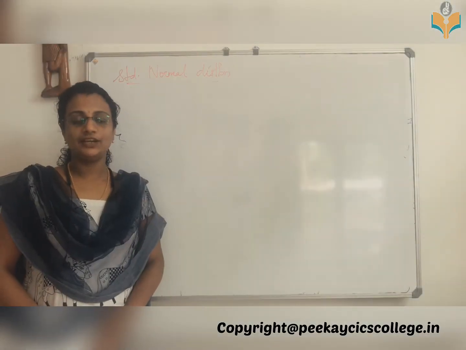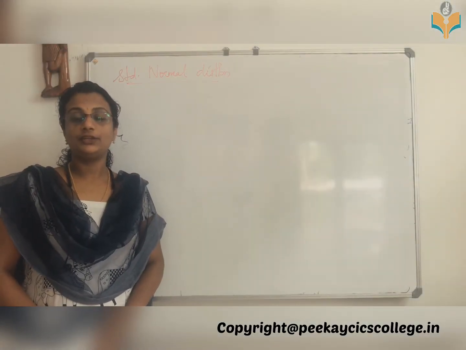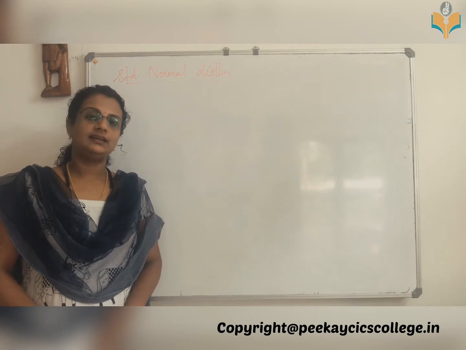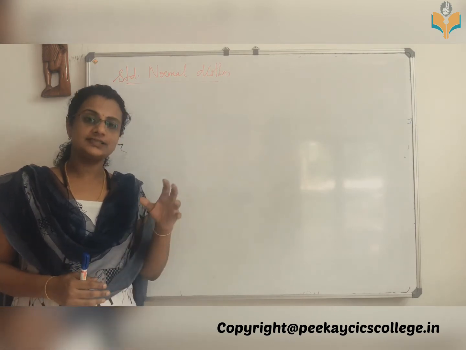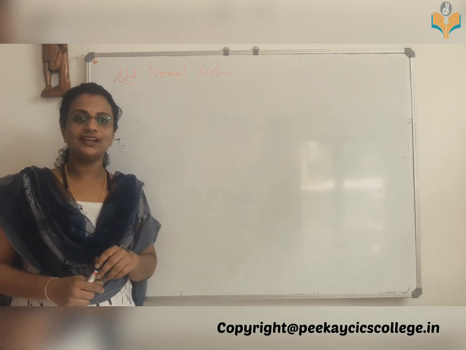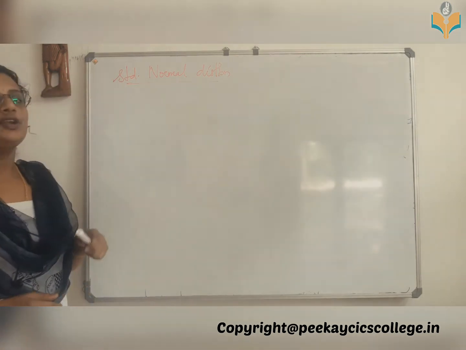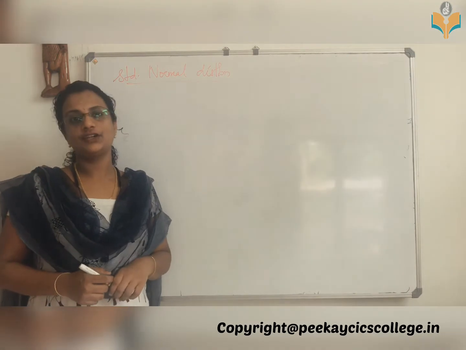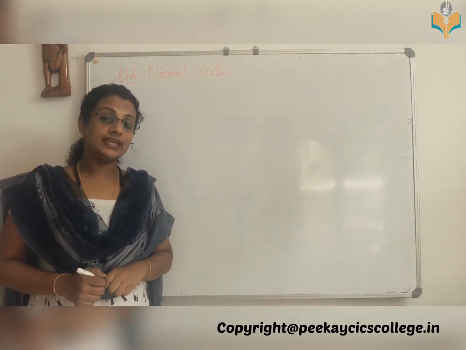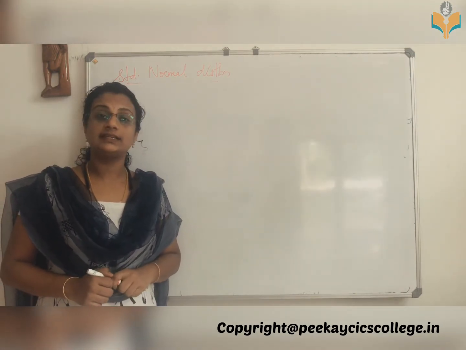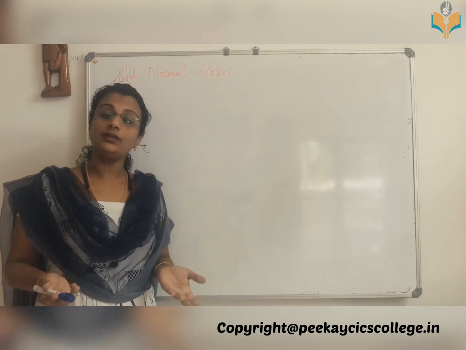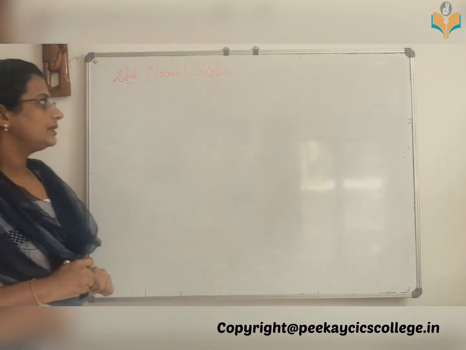Good morning, children. Today we are discussing a new distribution. Not only a new distribution, it is an extension of the normal distribution called the standard normal distribution. The standard normal distribution is an extension of the normal distribution with the mean equal to 0 and variance, that is sigma square, equal to 1, or sigma equal to 1.